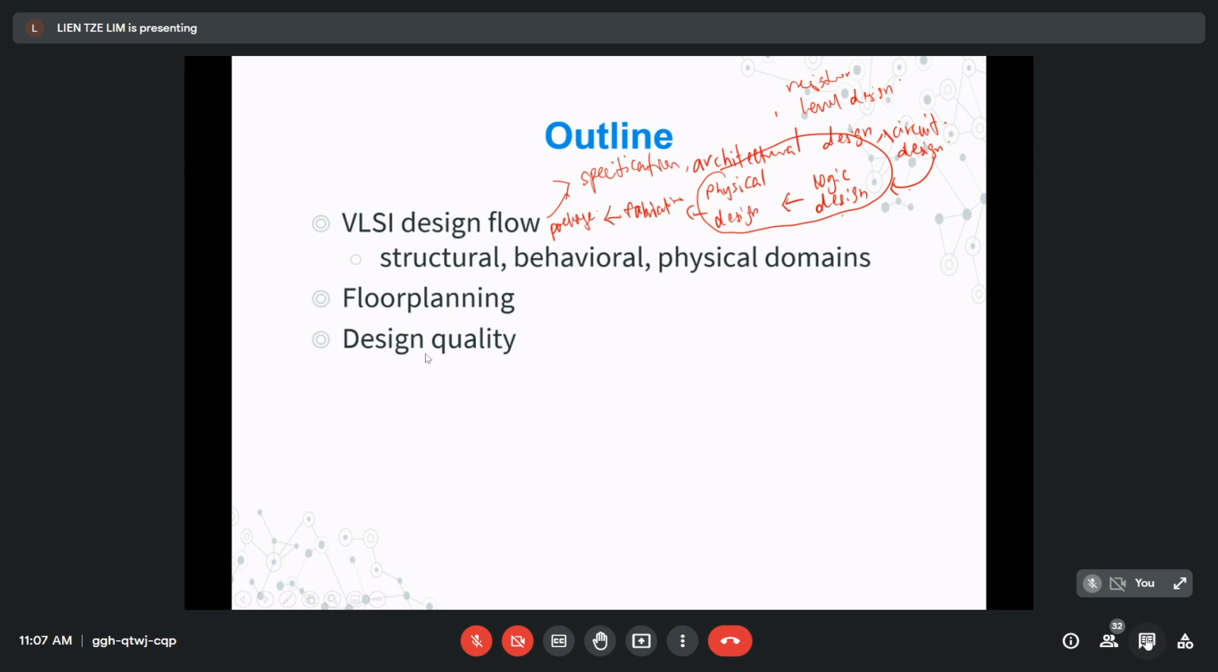And then the design quality. Design quality is about the quality of the design that determines the performance of the circuit. If the design is not good, that also means the performance the circuit can achieve may not be good as well.